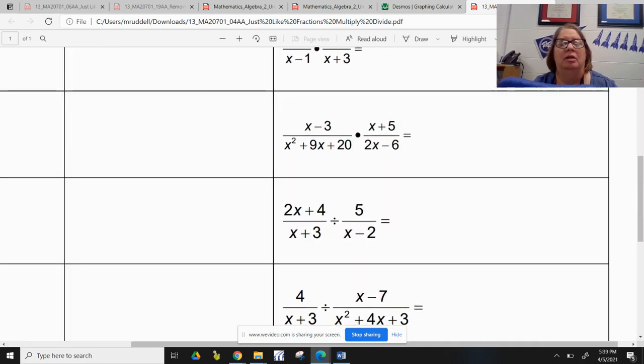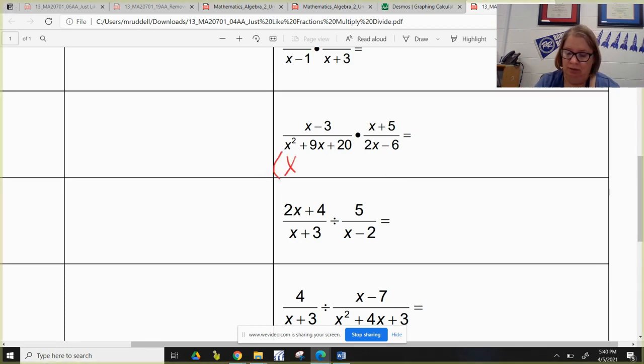All right, here we go. Before we know here what we can cancel out or simplify, we have to factor. In the left fraction, what multiplies to 20 and adds to 9 would be 5 and 4. On the right side, that fraction, the greatest common factor there is 2. Because we've changed that one to 2 times x minus 3. And we've changed the left one to x plus 5 times x plus 4.